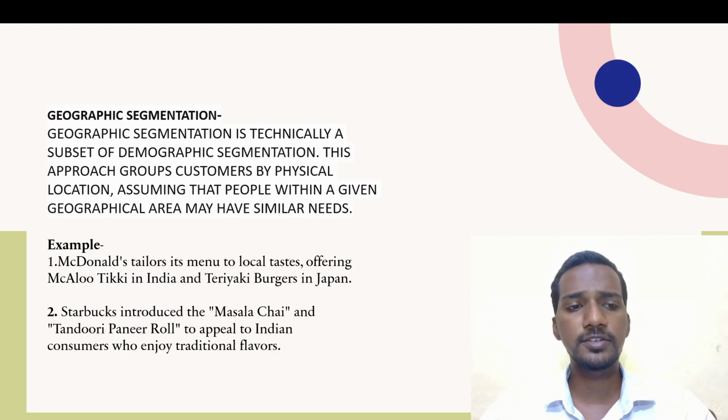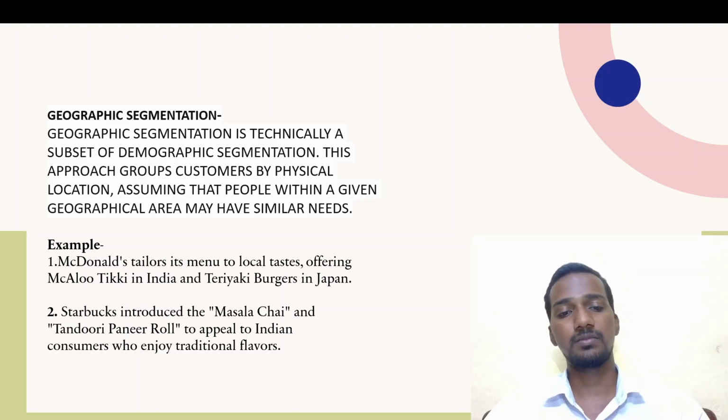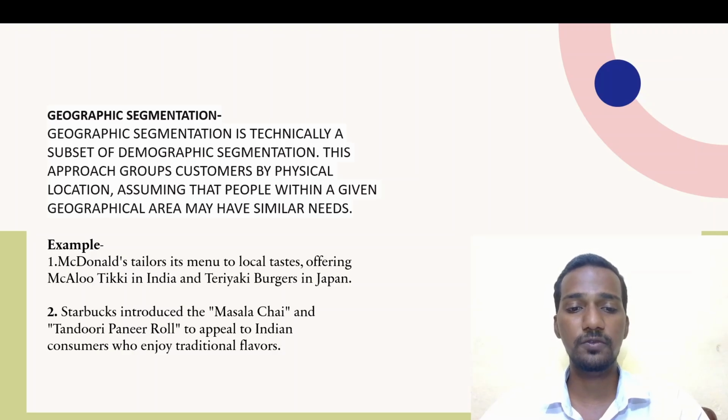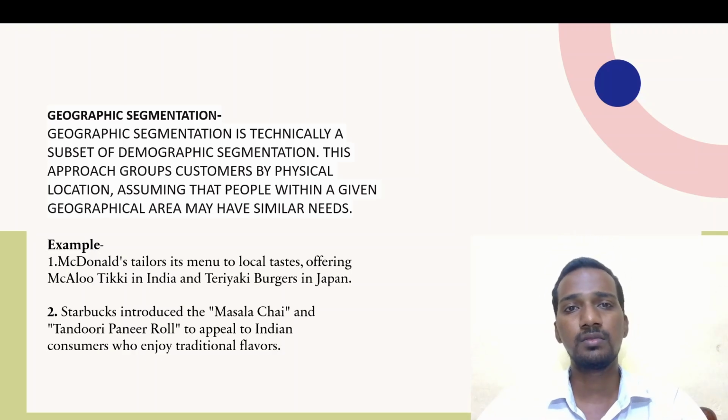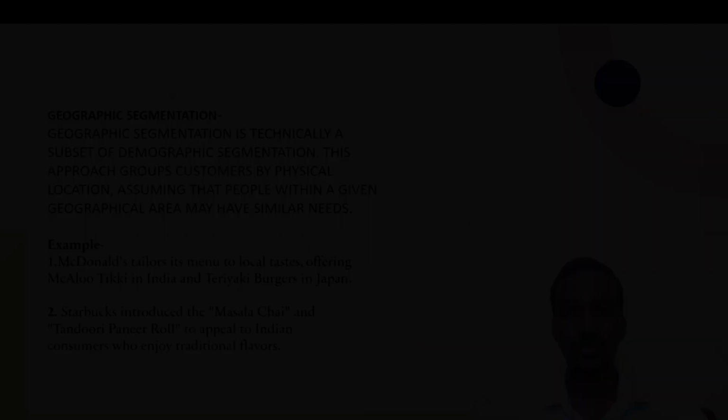Another example is Starbucks. In India, Starbucks introduced masala chai and tandoori paneer roll to appeal to Indian consumers who enjoy traditional flavors. We all know masala chai is very famous, and tandoori paneer roll is very famous in Indian cuisine. So they adjusted their menu to Indian needs. Like this, companies adjust their menu and offerings according to their customers.